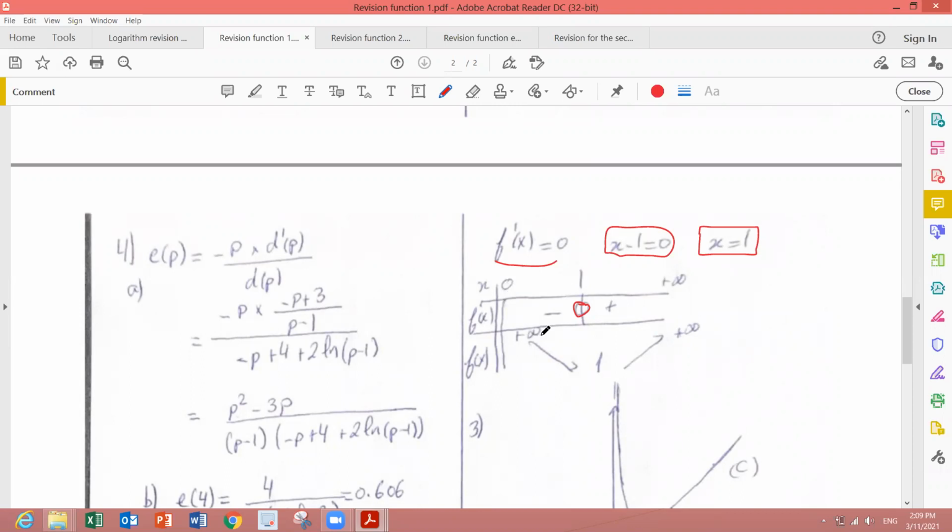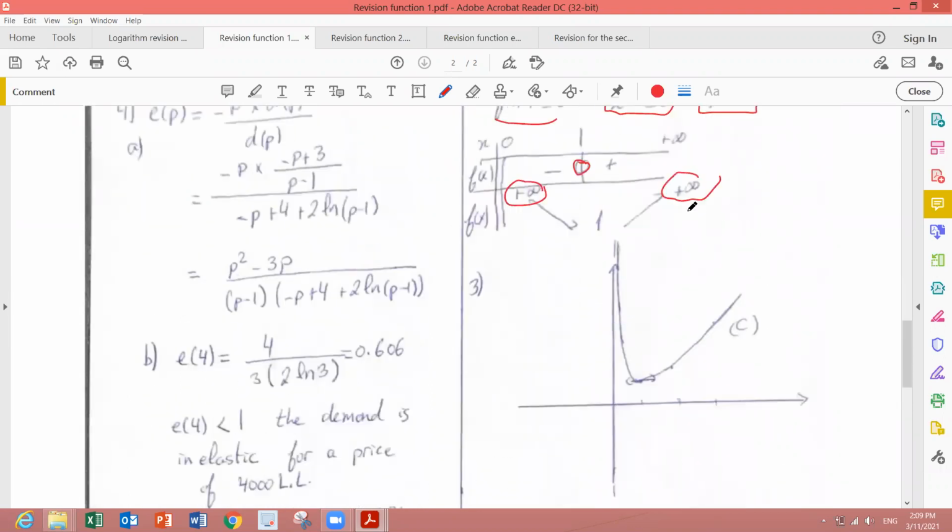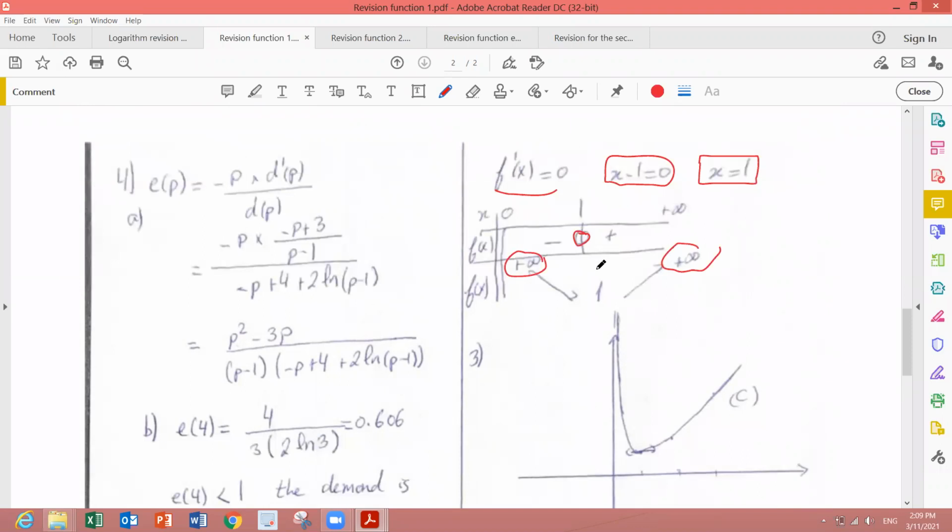At 0, we get plus infinity. At plus infinity, we get plus infinity, and the minimum f of 1 is equal to 1, since 1 minus ln 1 is 1. Any questions still here? George, any questions? No, sir.